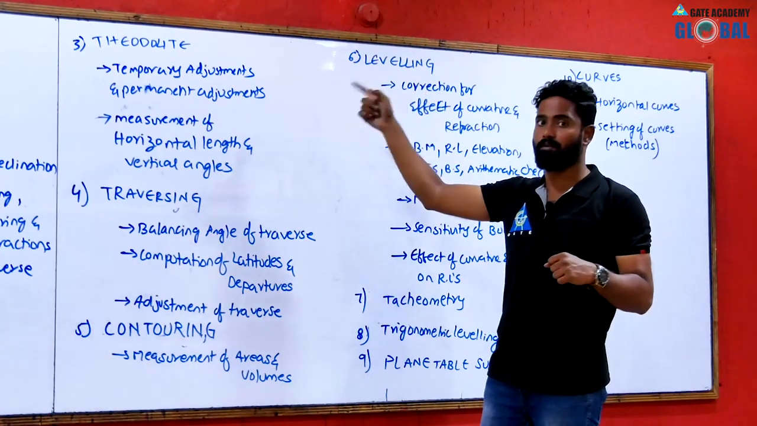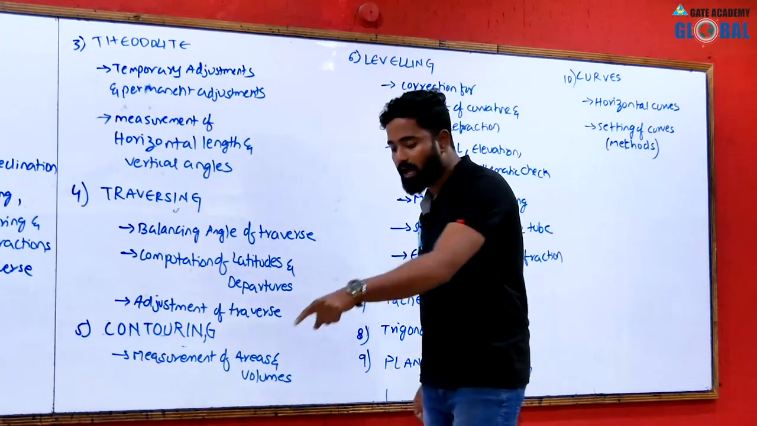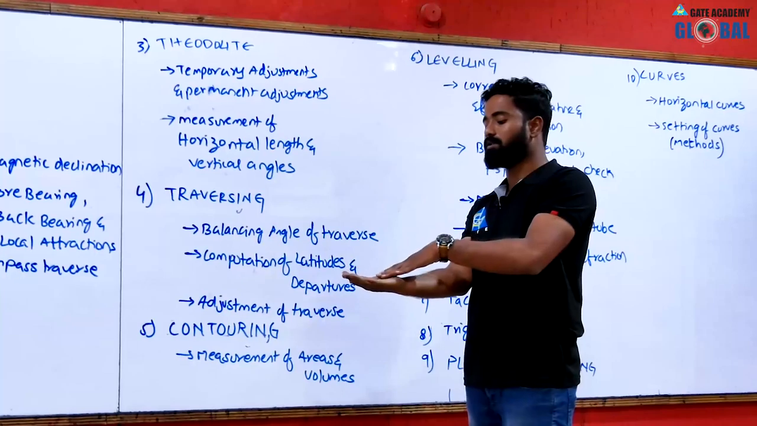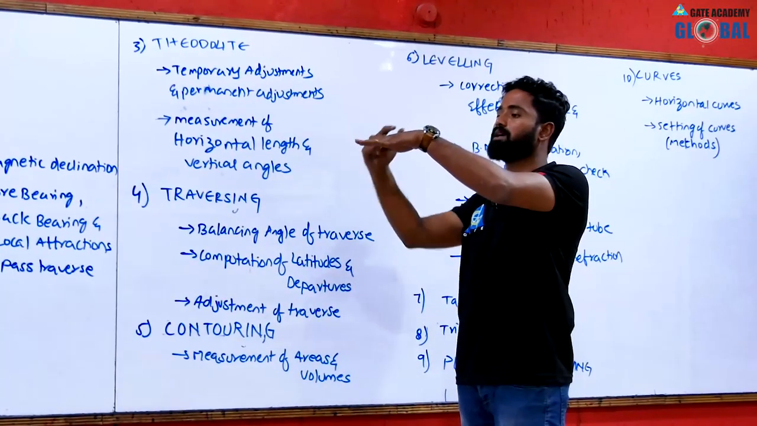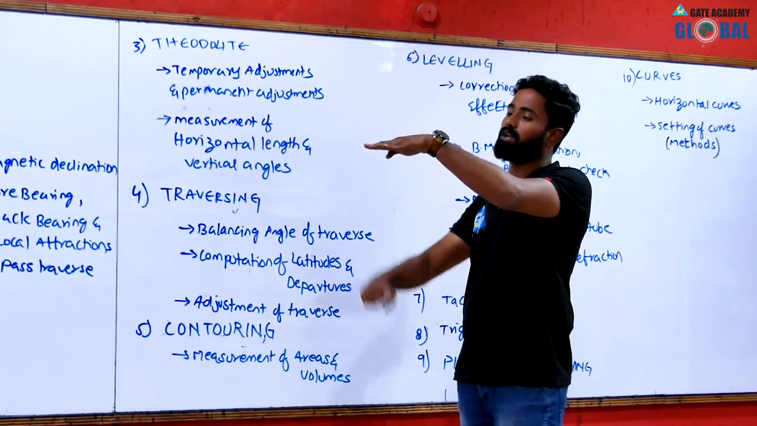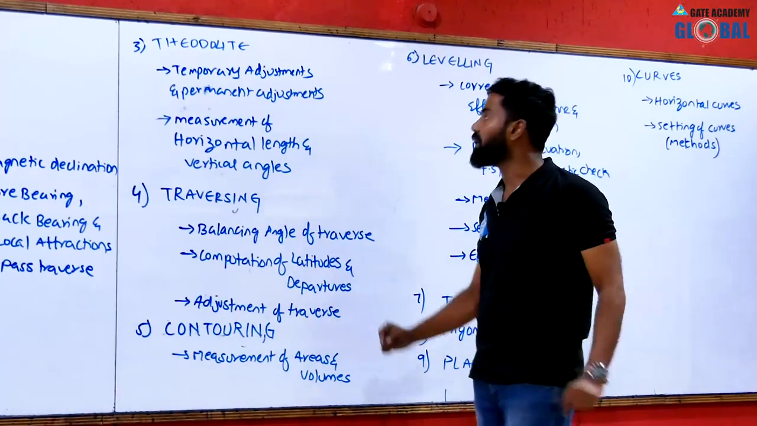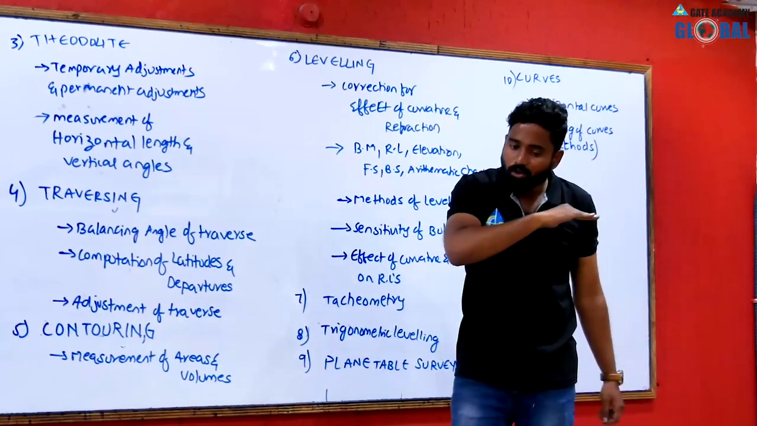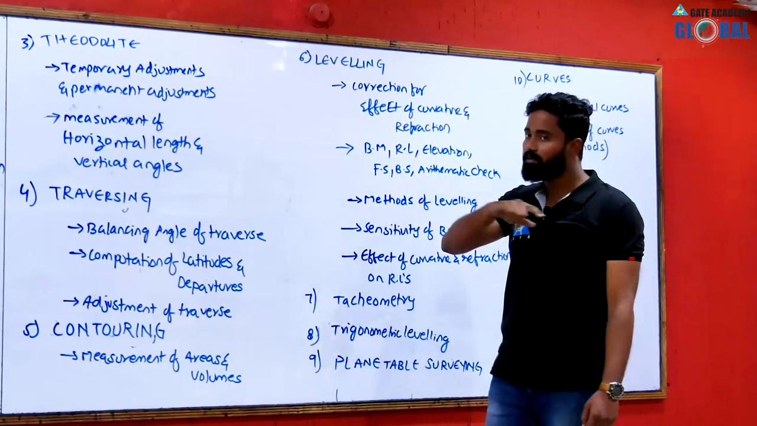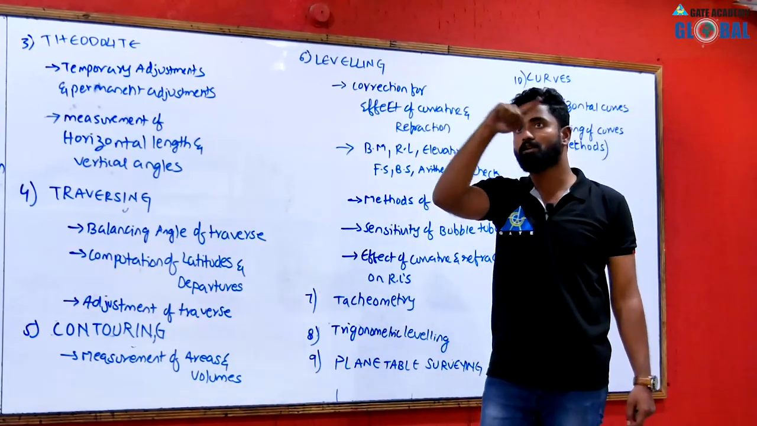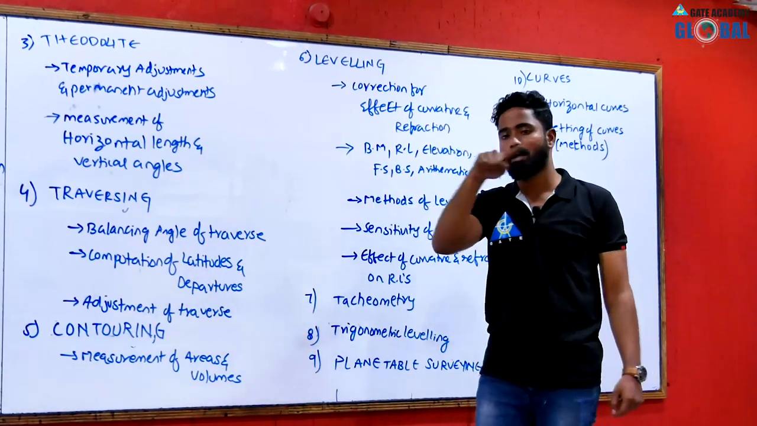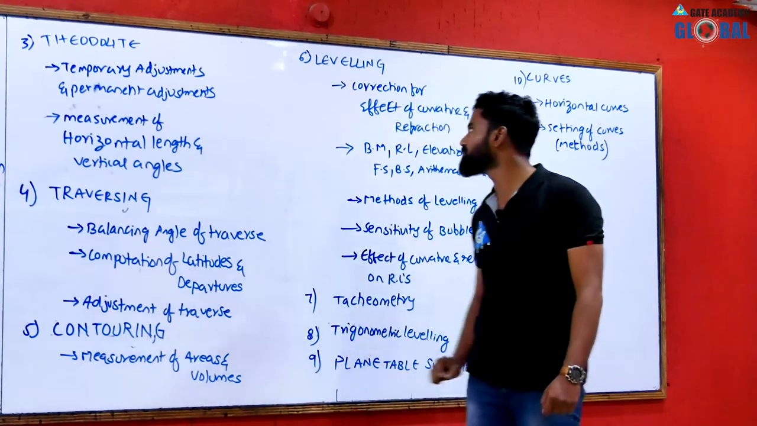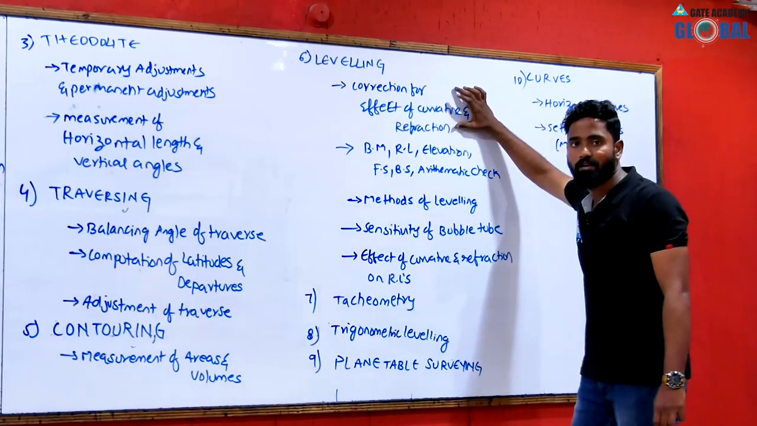That is the idea. With respect to mean sea level, I know this elevation is 150 meters. Elevation means height. With respect to mean sea level, this point is 150 meters, and this point is 3 meters above it, so totally it would be 153 meters. That is the meaning of it. Based on this, you will get the profile. By using leveling, you will get the profile of the ground, whether it is going like this or like this, rising or falling. All those things you will get from leveling.